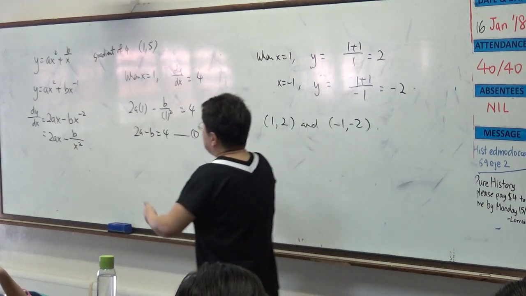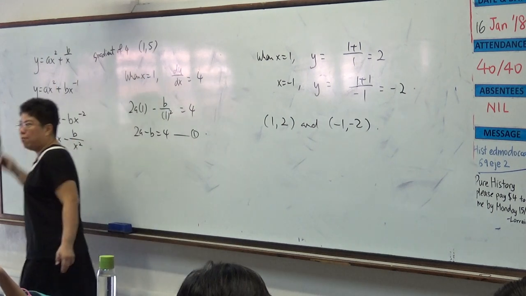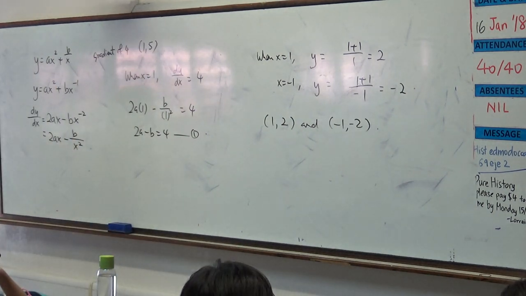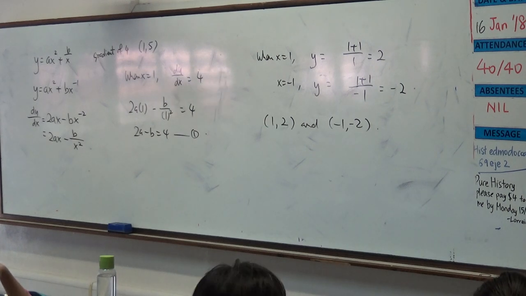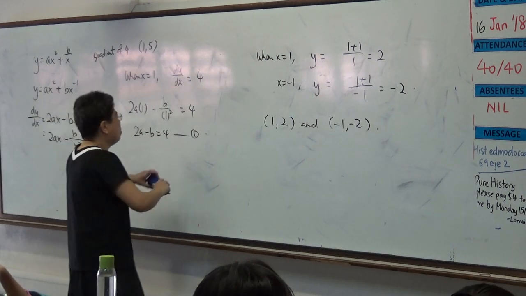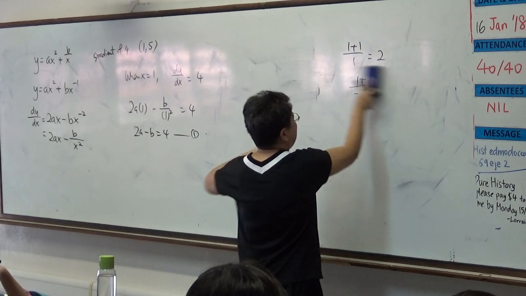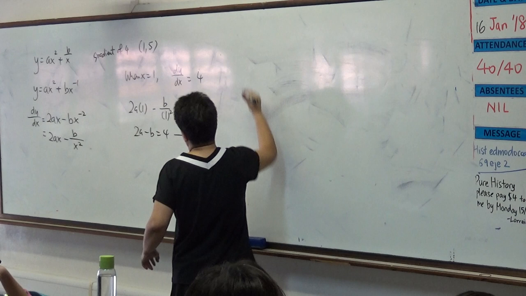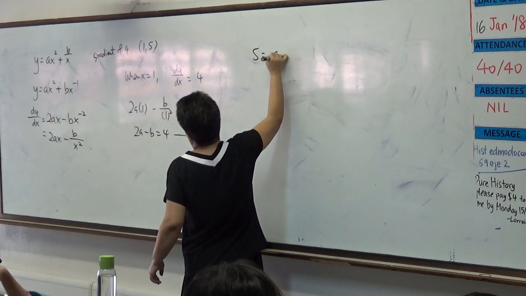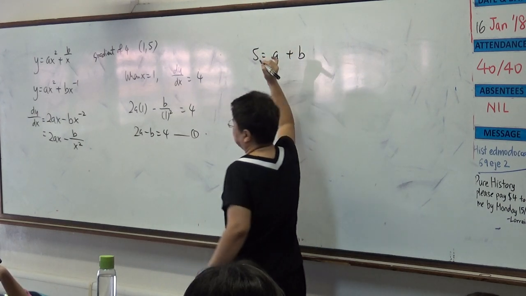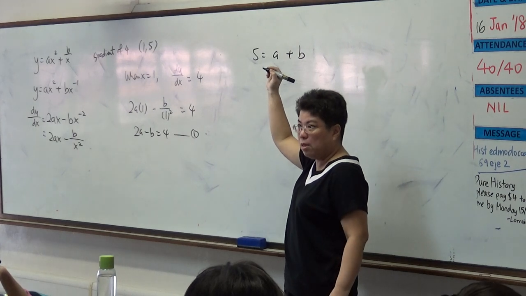This point must lie on the curve. Don't say die already. Cannot find the other equation, so we had no solution. Okay? So, when my x is 1, what's my y? 5, right? Okay, so I will have 5 equals to a plus b, right?